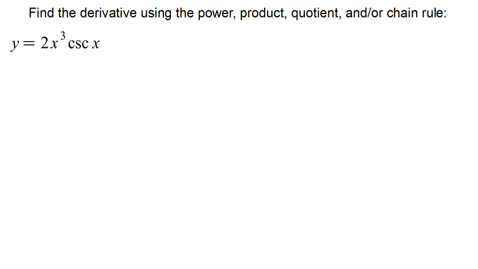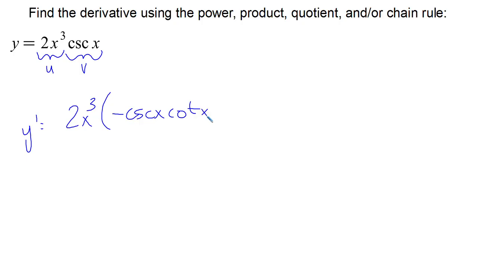Okay, for our next one here, we've got 2x cubed cosecant x. So this is just going to be a product rule problem. We have u times v. There's no composition of functions here. So y prime is the first function, times the derivative of the second function. Well, the derivative of cosecant is just negative cosecant x cotangent x. And then we'll add to that the second function, cosecant x, times the derivative of the first function, which using the power rule is just 6x squared.